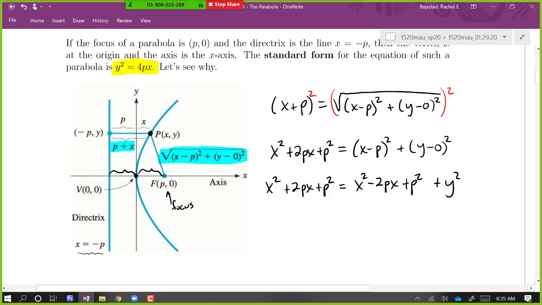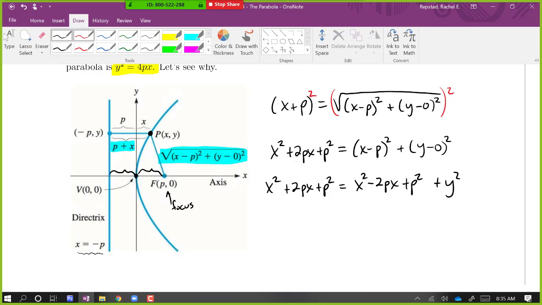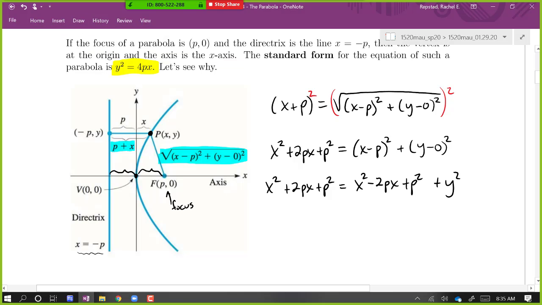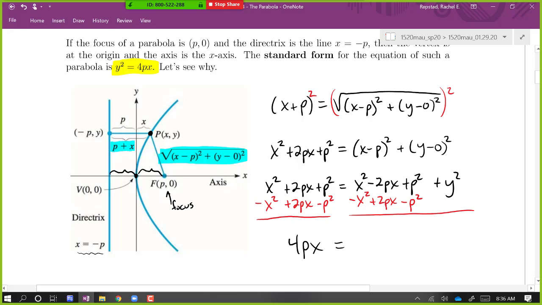And then I'm going to isolate the y squared on the right side. So I'm going to subtract x squared from both sides, add 2px to both sides, and subtract p squared from both sides. And when we do that, what we're left with is, on the left, I just have 4px, and on the right, I've got y squared, and there's our standard form.